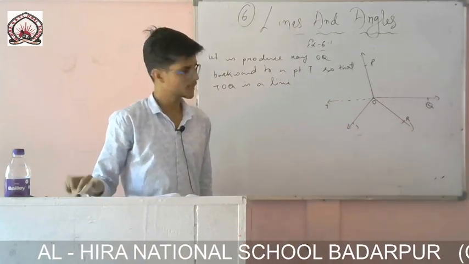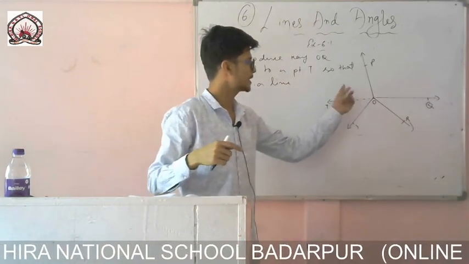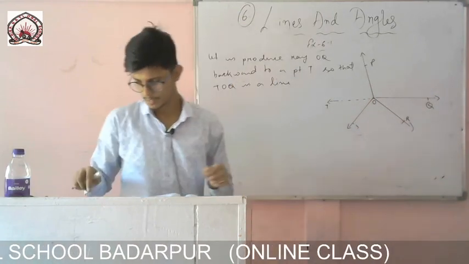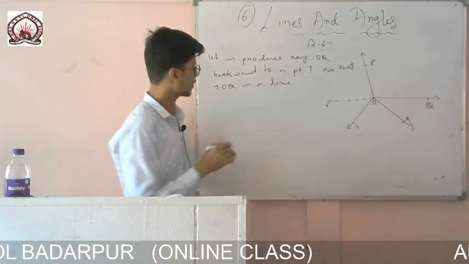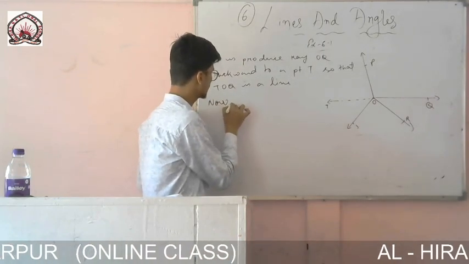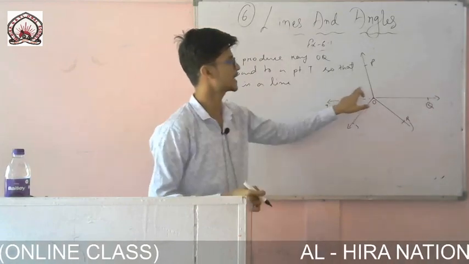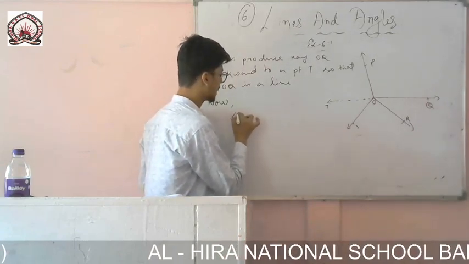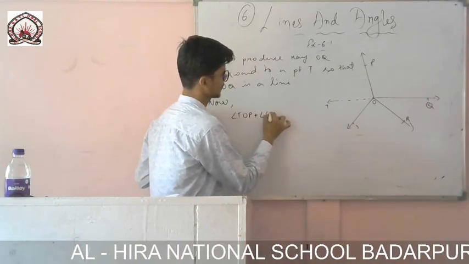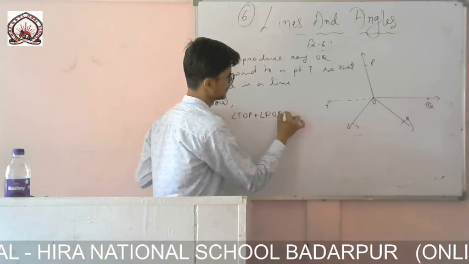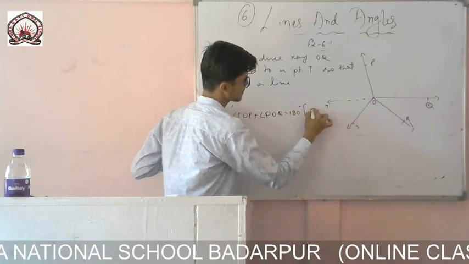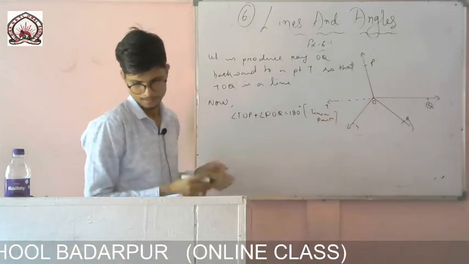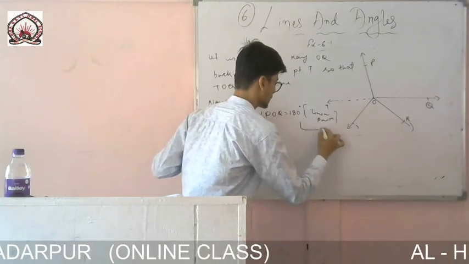By making TOQ a straight line, this angle plus that angle will be equal to 180 degrees, and this one plus that one will also be equal to 180 degrees. If TOQ is a line, then this angle plus these two angles are a linear pair, and the sum will be equal to 180 degrees. So I can write angle TOP plus angle POQ equals 180 degrees, since linear. So this will be our equation number 1.